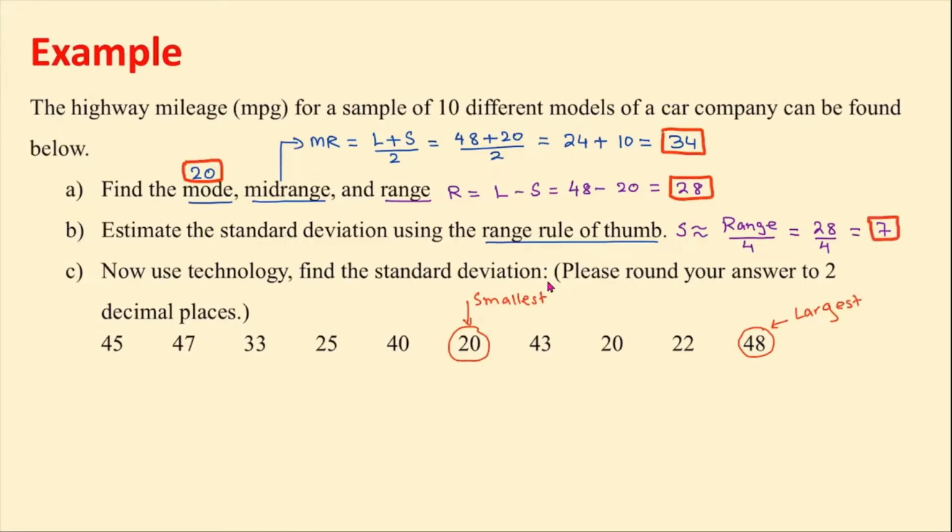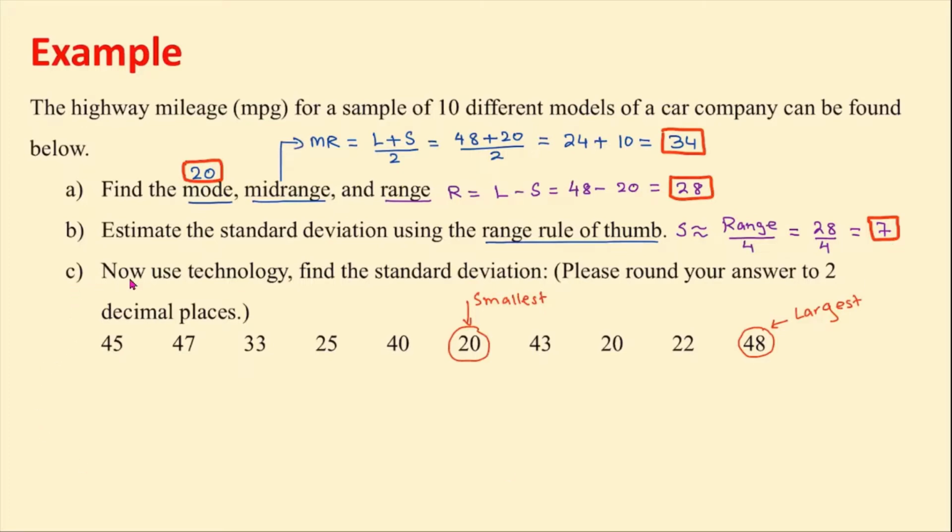But remember one thing, the range rule of thumb is not the best estimation for the standard deviation. The standard deviation may be way different. The actual standard deviation may be way different from this 7.